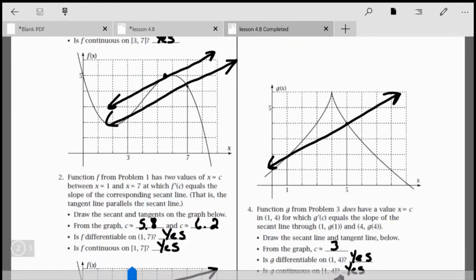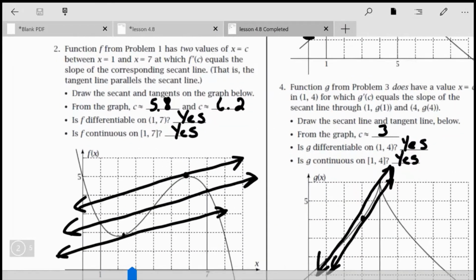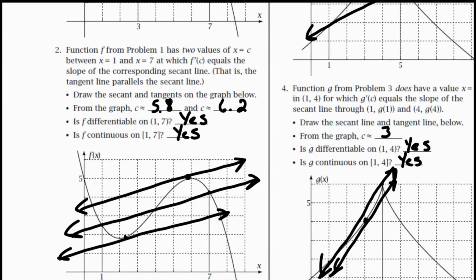Okay, so here is what you should have ended up with for number 2. So we have the same function. This time we have the interval from 1 to 7. And if you notice, this time we actually have 2 points where the average rate of change is equal to the instantaneous rate of change. But again, this function was differentiable on the open interval. It was continuous on the closed interval.